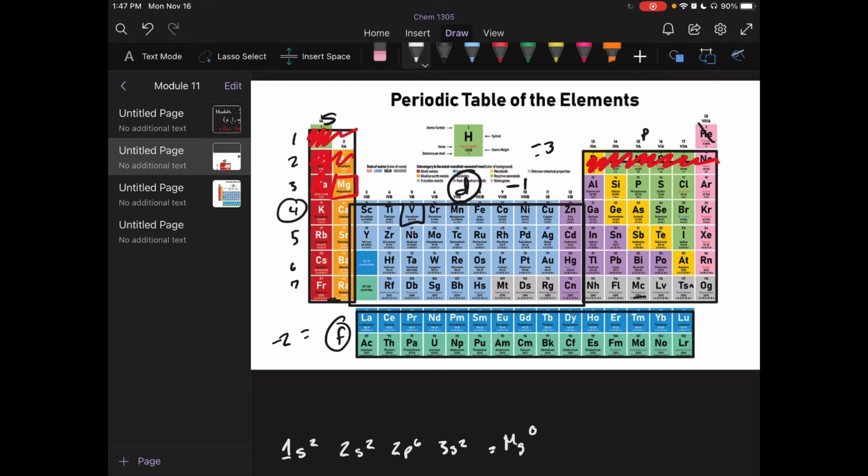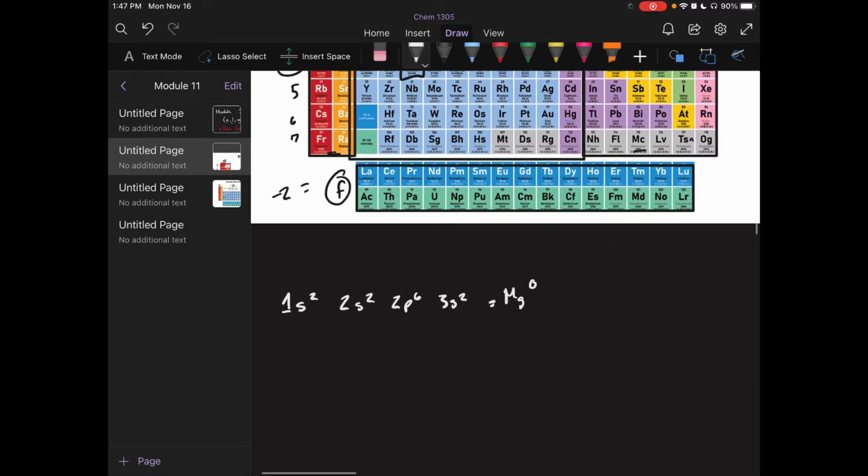Now I keep saying something called the ground state, and why is this important? Well, let's look at what electronic configuration really means. When we're talking about electronic configuration, remember, we're not really talking about the protons, so the actual identity of the element does not matter. We're really just talking about the electrons.